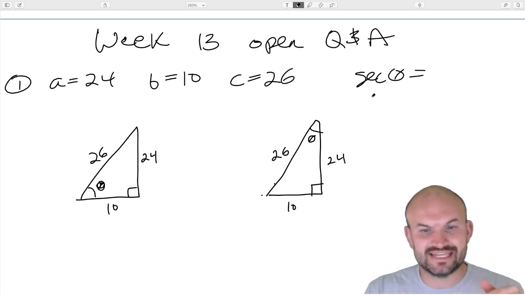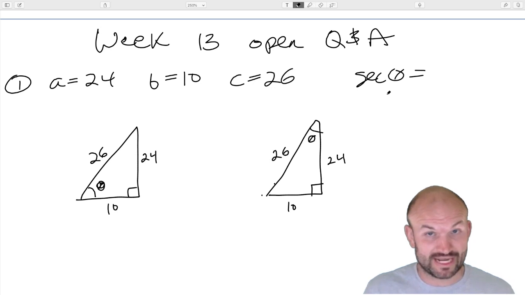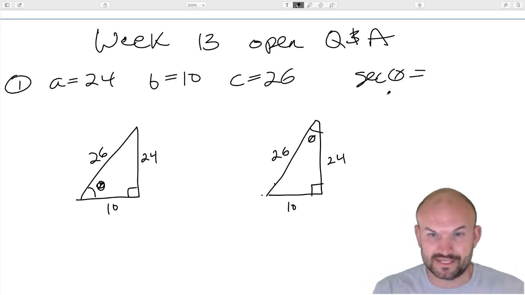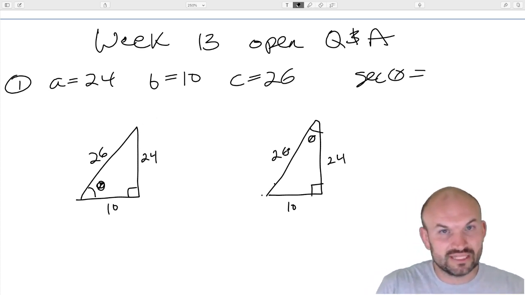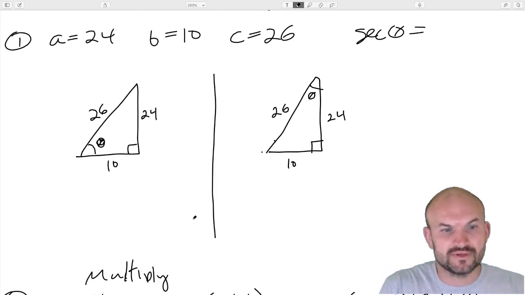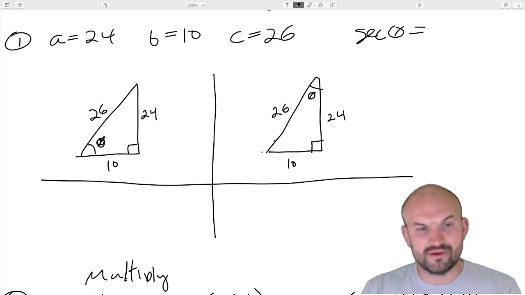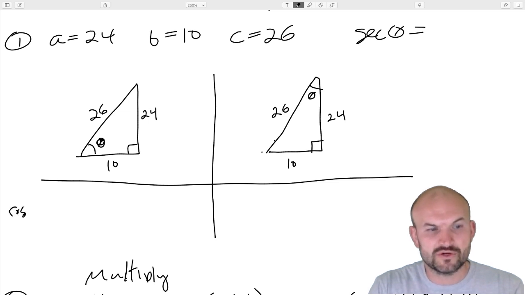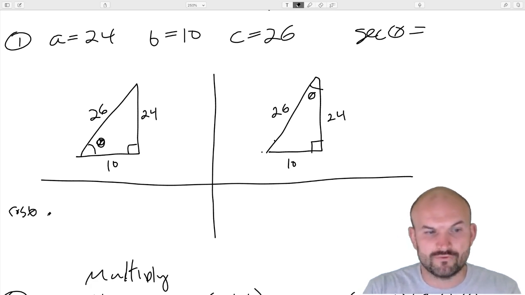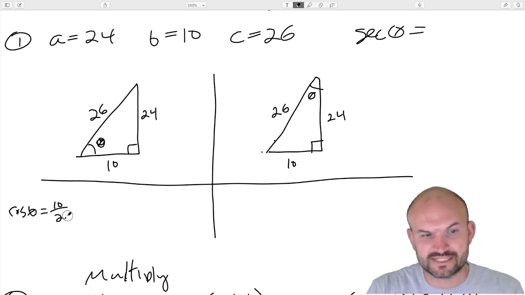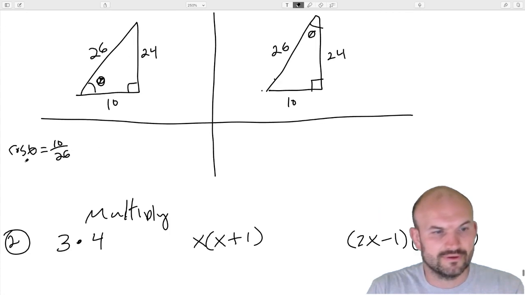So when we're trying to evaluate the secant of theta, that means the secant, which is really just a ratio, is a way for us to compare. It's a comparison of sides of the triangle based on where theta is. So these are completely two different problems. I'm still going to use the same variable theta. If here's theta, remember secant. Actually, let's just do cosine, which is typically remembered a little easier for students. Cosine of theta is adjacent over hypotenuse. So that's going to be 10 over 26. I'm not going to reduce that.